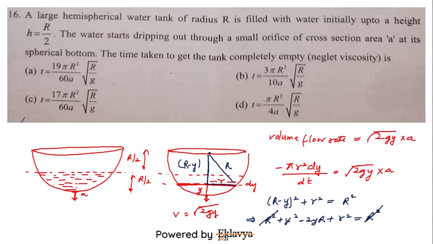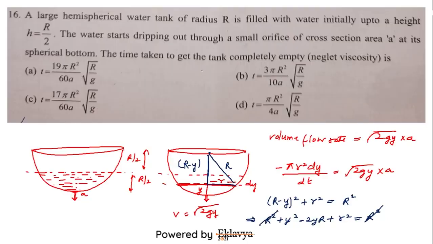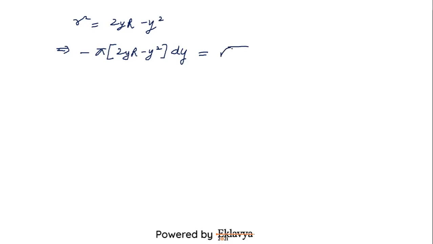Now we are going to substitute this in the expression. So we wrote minus pi small r square. Small r square will be replaced by this expression. So minus pi into (2yr minus y square) into dy is equal to root 2g into a into root y into dt. I have written it in this manner.